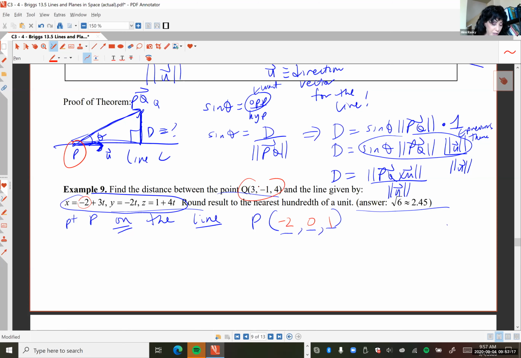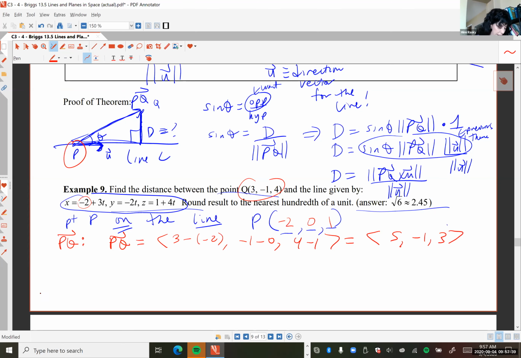Now what? Well, they gave you the point Q that isn't on the line, that you're trying to find the shortest distance to. So you're going to form the vector PQ, because that's going to be needed in your formula. Fine. So this is easy, because PQ is going to be 3 minus -2, -1 minus 0, 4 minus 1. Great. Its components are 5, -1, 3.